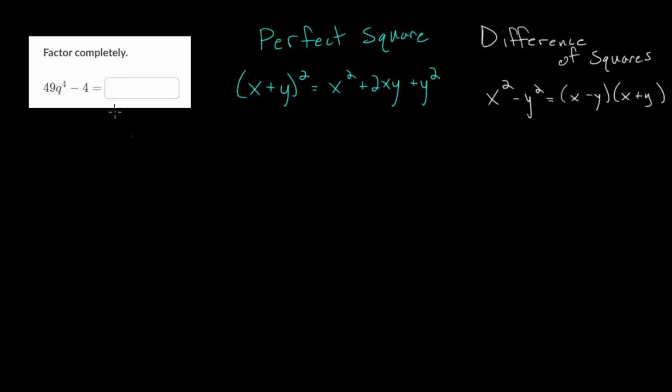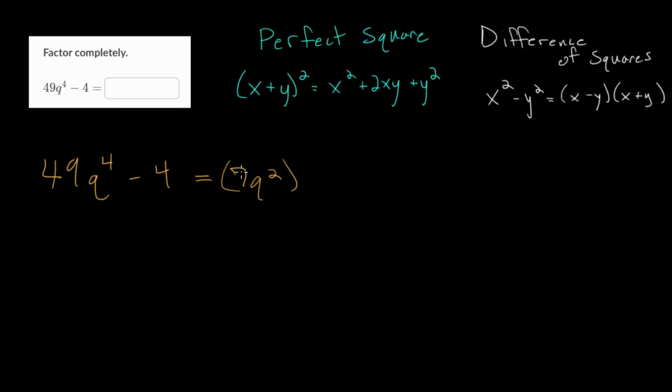And since this example problem is dealing with subtraction, and there's only two terms, this looks like a difference of squares. So the question is, when we rewrite this, we have 49q to the fourth minus 4. Can each of these terms be rewritten as something squared? So 49q to the fourth. Well, if we took its square root, the square root of 49 is 7, and the square root of q to the fourth is just q squared.